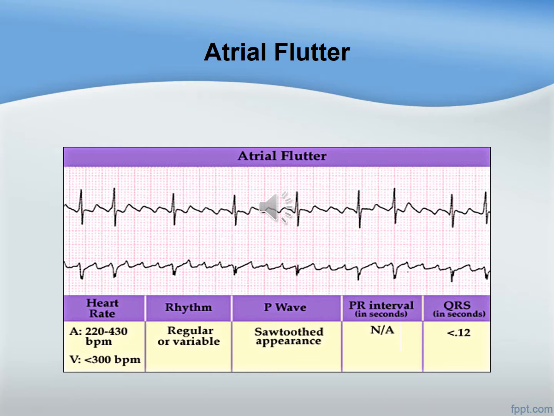Treatment: if the patient is unstable, they may need cardioversion to help convert the rhythm. But if the patient is stable and the QRS is narrow and the R to R interval is regular, we will administer the IV medication adenosine rapidly over 1 to 2 seconds, and then follow that with a rapid IV infusion of a saline flush.